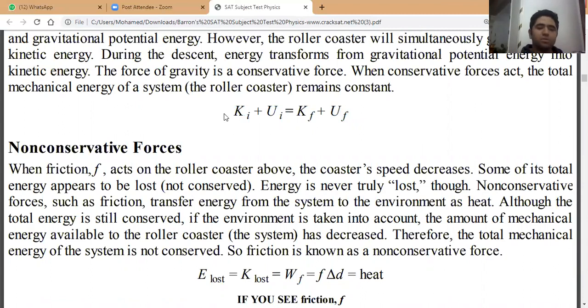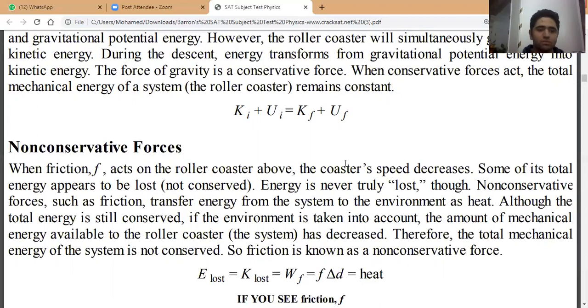Since the total mechanical energy is equal to Ki plus Ui, and since they are both equal, then Ki plus Ui is equal to Kf plus Uf. Please understand that the U denotes potential energy.